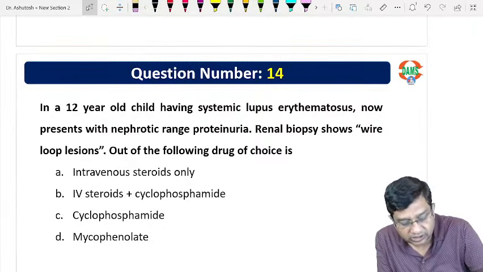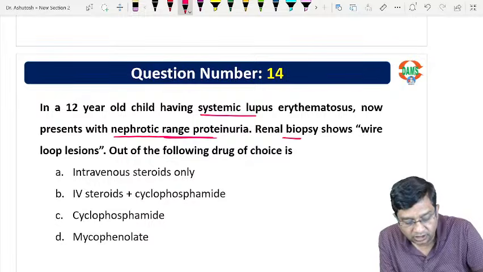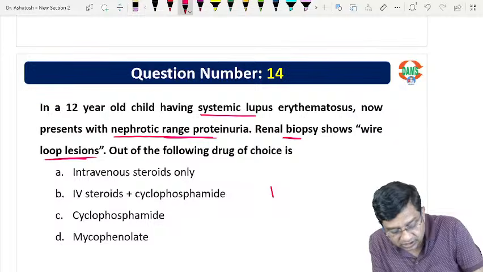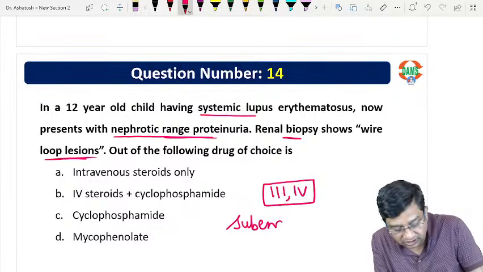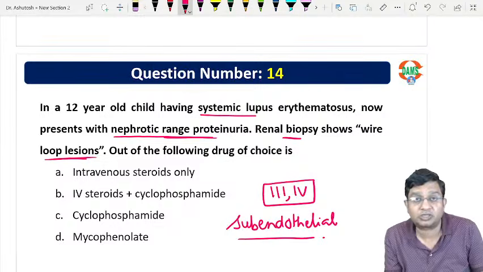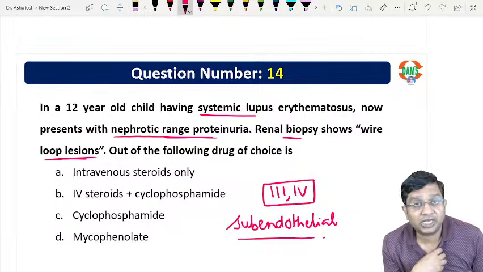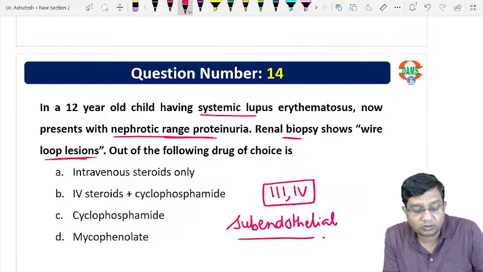In a 12-year-old child having SLE who now presents with nephrotic range proteinuria, renal biopsy shows wire loop lesions. Wire loop lesions are seen in type 3 and type 4 of lupus nephritis, where there are basically subendothelial deposits. Right? Type 1 is minimal mesangial, type 2 is mesangial proliferative, and type 3 and type 4 are the important ones. There are subendothelial deposits, and you get the wire loop lesions.